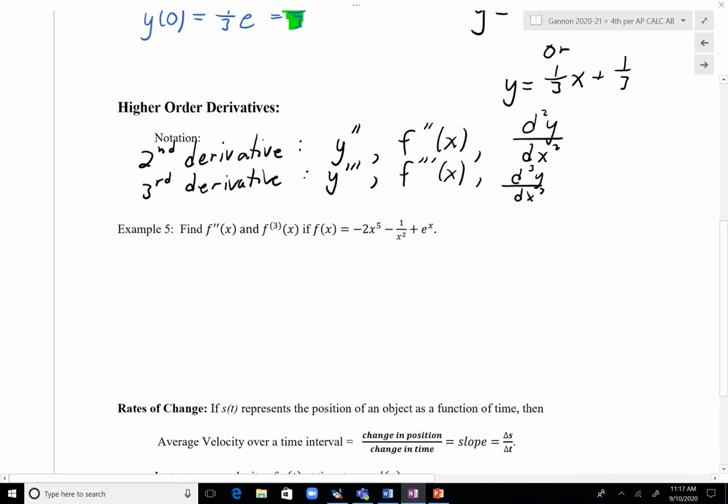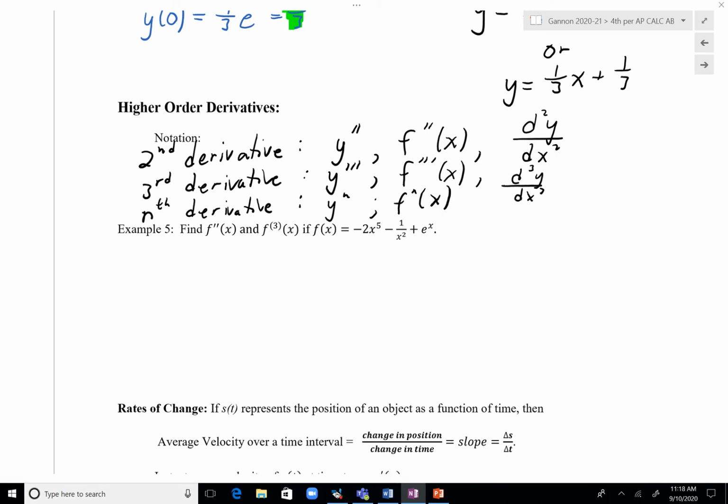And again, it just kind of varies. Now, you could have an nth derivative, and the nth derivative would be y to the n basically, or f of n of x. We don't typically deal with the nth derivative in this class. Most of the time, it's the first or the second derivative.